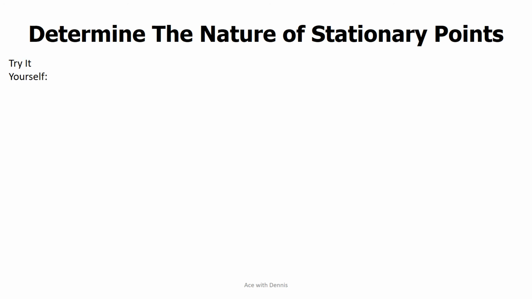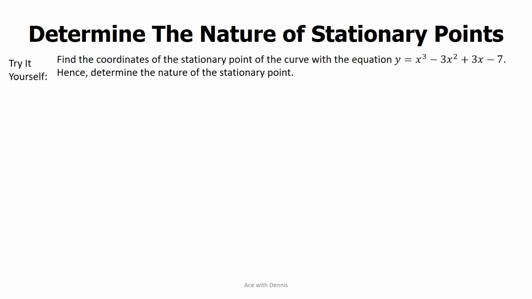Now, you can try this example yourself. Find the coordinates of the stationary point of the curve with the equation y equals x cubed minus 3x squared plus 3x minus 7. Hence, determine the nature of the stationary point. You can pause the video and try to solve it yourself.